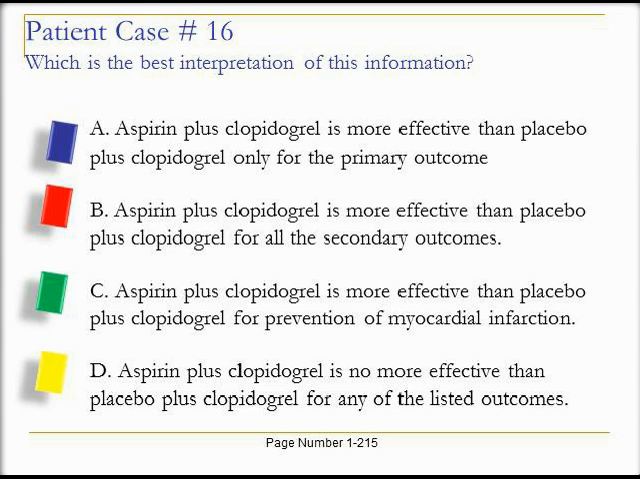B, aspirin plus clopidogrel is more effective than placebo plus clopidogrel for all of the secondary outcomes. C, aspirin plus clopidogrel is more effective than placebo plus clopidogrel for prevention of MI. Or D, aspirin plus clopidogrel is no more effective than placebo plus clopidogrel for any of the listed outcomes.